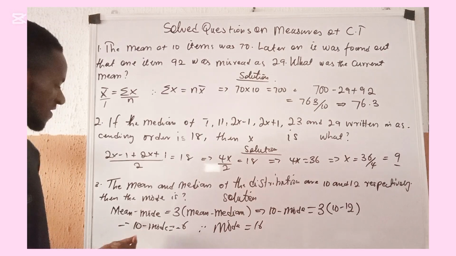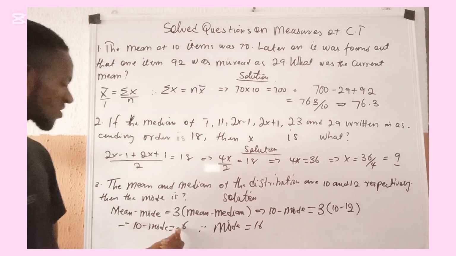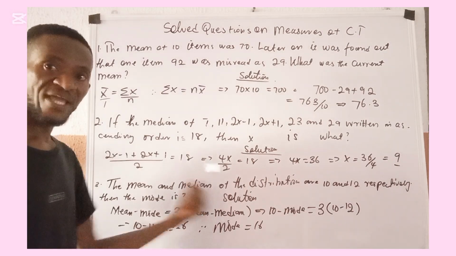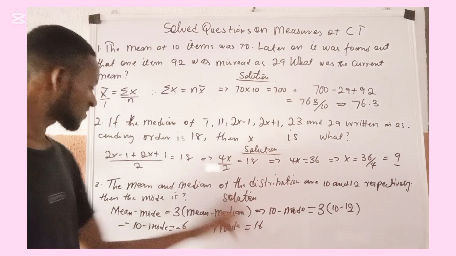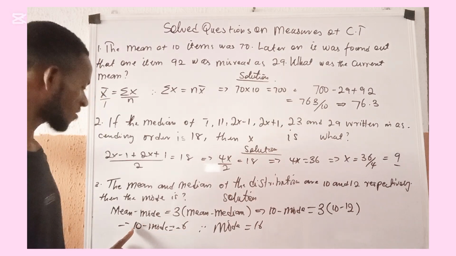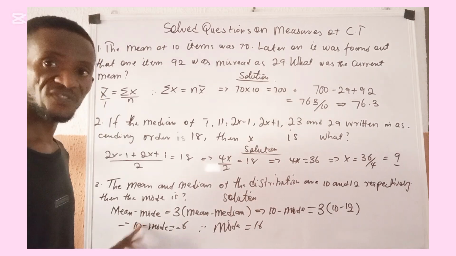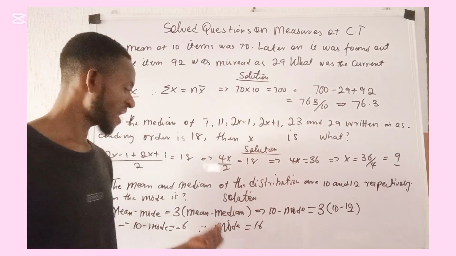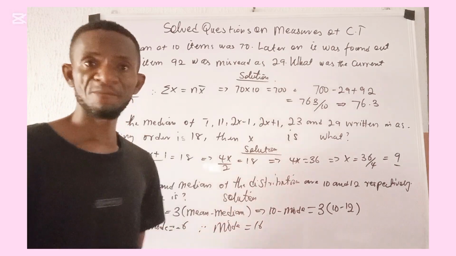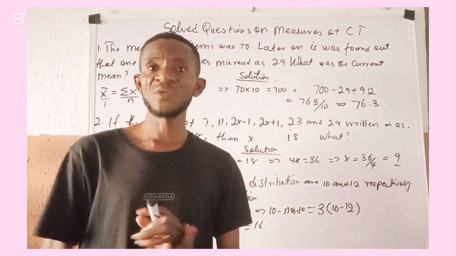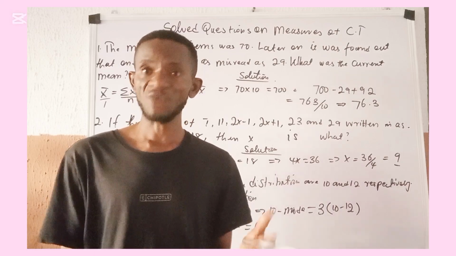So what you have is 10 minus mode equals minus 6. By way of rearranging, this minus 6 coming over here becomes plus. And you have 10 plus 6. When mode goes over there, you have that mode is equal to 16.